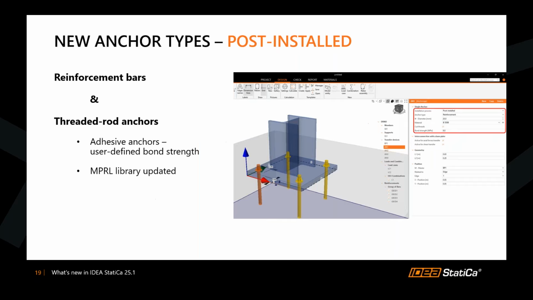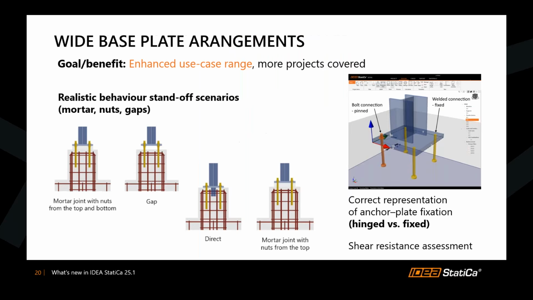Now for the post-installed anchors. We can now input a reinforcement bar and threaded rod with anchor, and the user can define the bond strength using this property over here. So that's all for the anchor types.